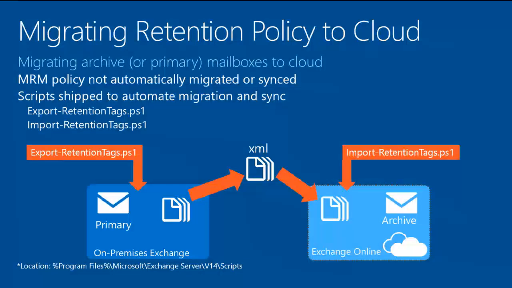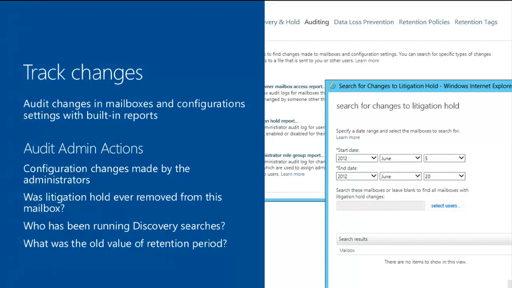Now, another key point to remember is there is no synchronization after you do this. So every time you change your retention policy on premises, you're going to have to export it to XML and do this whole thing again to keep them in sync. Track changes. So audit admin actions. It works consistently across your on-premises and in the cloud. Any actions taken on the archive or litigation hold enabled or removed. Somebody performed e-discovery and search for messages across multiple mailboxes. All that is logged by default in the admin audit log.